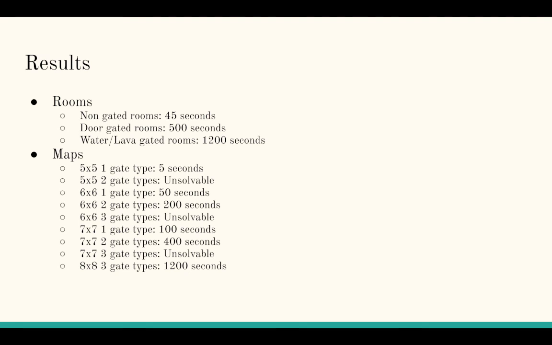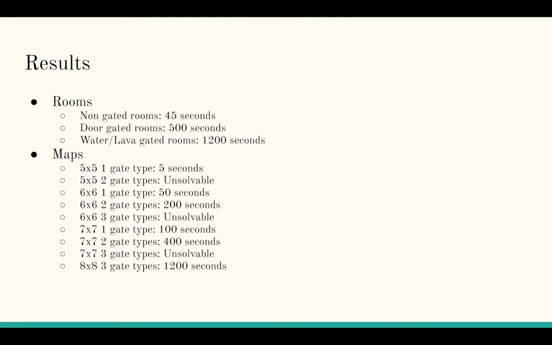So for rooms with no gates, it's about 45 seconds, and it could be 5 seconds, it could be a minute or something like that. It could be 50 minutes, but when I do the gates, I found the number to be pretty good at 45. So I put the timeout time for the non-gated rooms at 45 seconds, and it works pretty good. The door-gated rooms are around 500 seconds. So those aren't that bad, but then the water and the lava gate rooms are 1,200 seconds, and sometimes it takes much longer than that, but that's about the average.